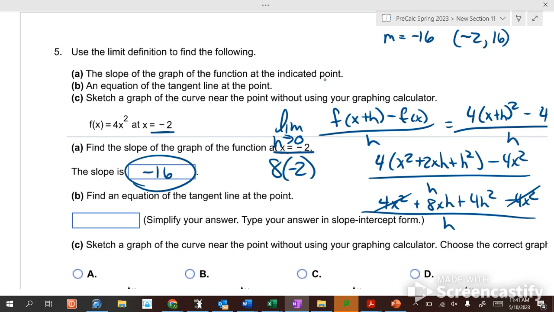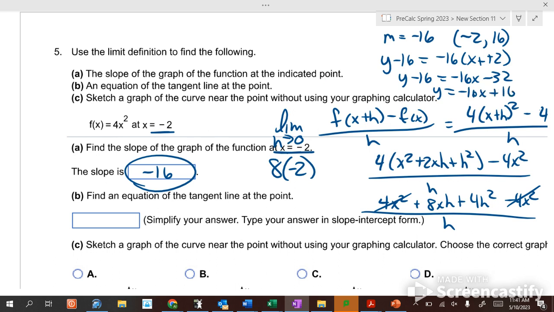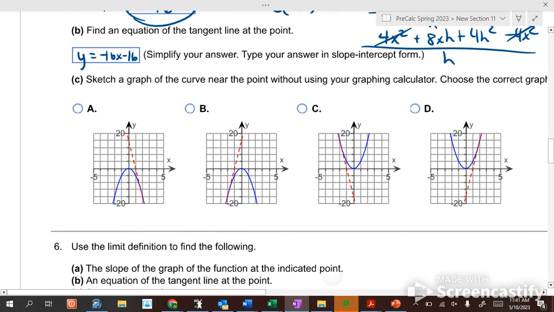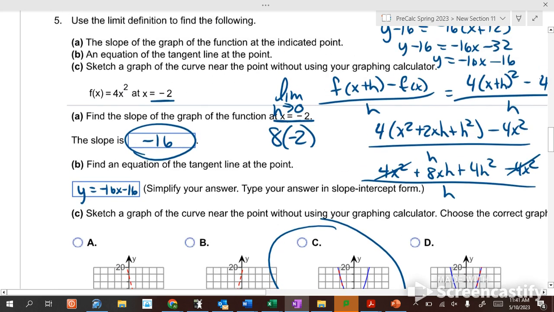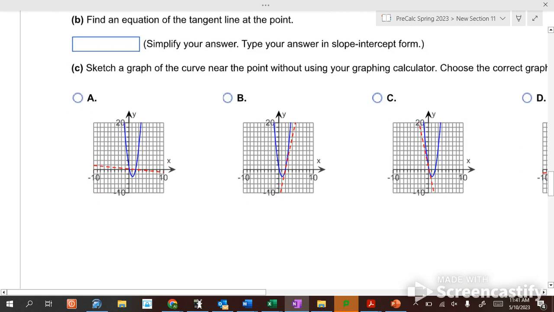Then you use point slope form to find the tangent line. y minus 16 equals -16 times x minus -2. So y minus 16 equals -16x minus 32. Add 16, y equals -16x minus 16. So which one has a slope of -16, and you're at -2? Well, it would be C. Okay? And then you do the same for that.